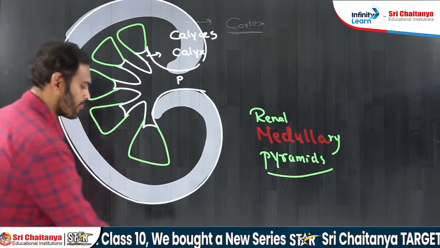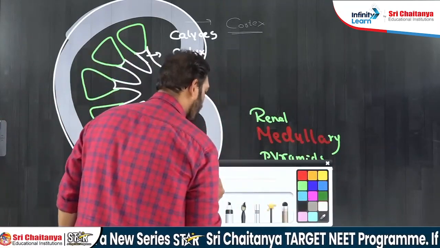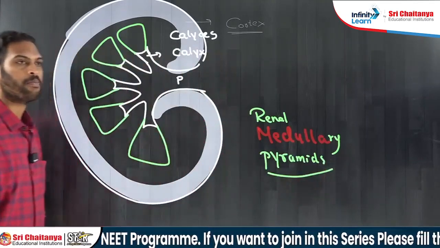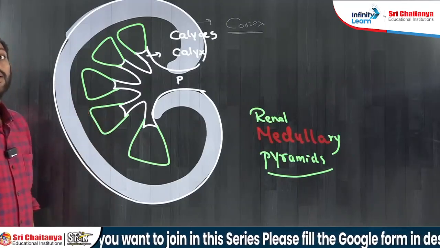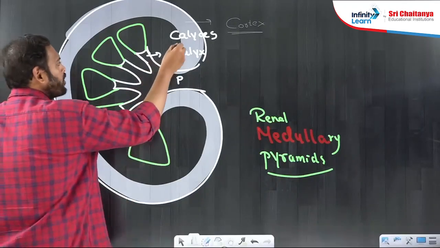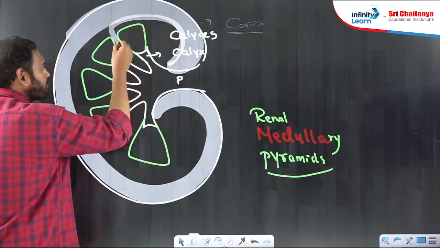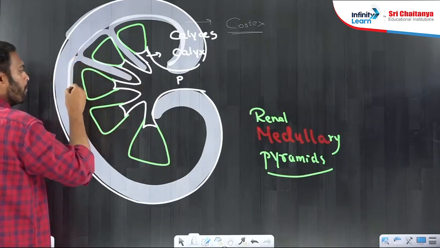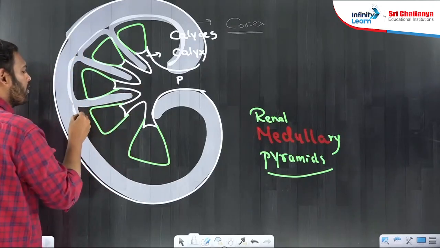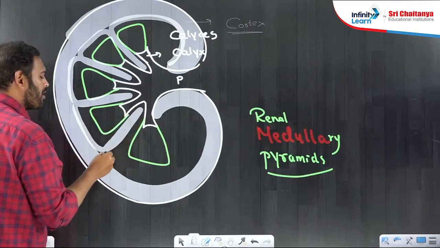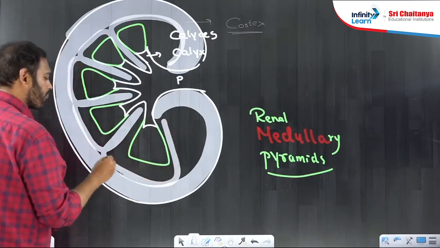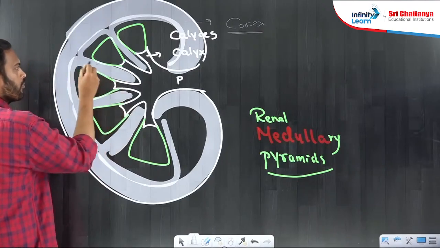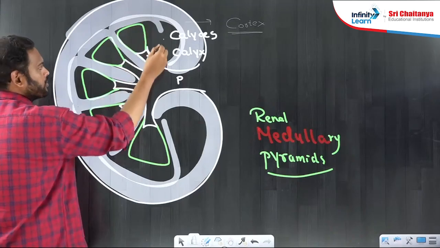Now you can see here, guys, between the pyramids obviously there is some gap, isn't it? As the pyramids are not continuous, there is a gap. The cortex can also extend into these gaps like this. Between the renal pyramids you saw some gap. Even this space is filled by renal cortex, like this. See? This.